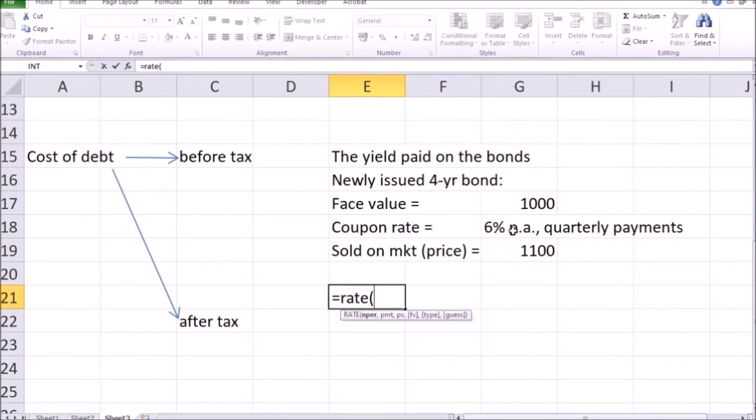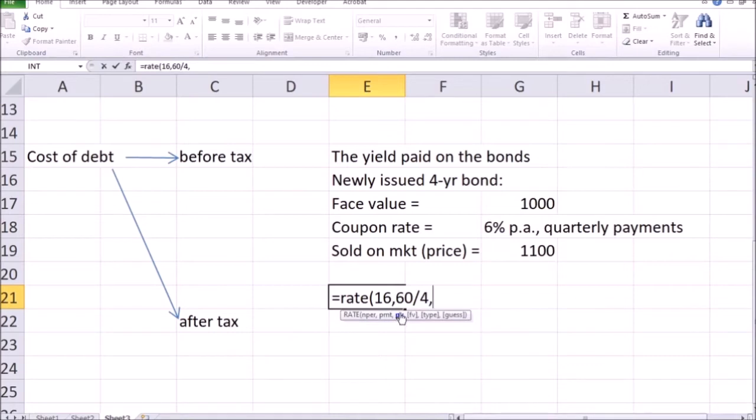So we give the computer the smallest periods, which are quarters over here. And there are 16 quarters in a 4-year time to maturity. So I enter 16 here. The payment per period is a quarter of 6% of 1,000. 6% of 1,000 is $60, and a quarter of that is $15. So for PMT, I can just enter 60 divided by 4.